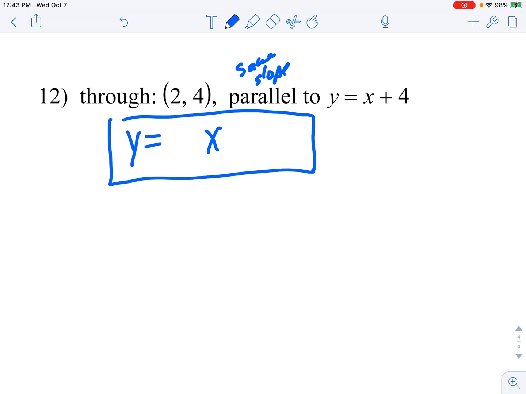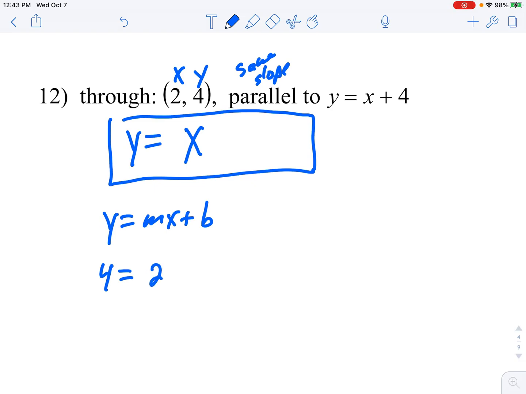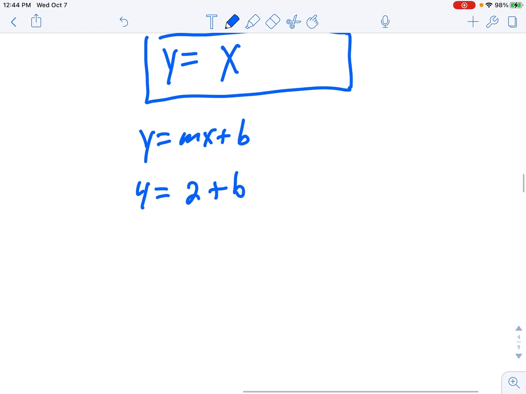So you can just, oops, that's not what I wanted to do. I want to erase that. You can just make this an x. If you're comfortable with a 1 there, go ahead and put a 1 there, but you don't need it. Now we do the whole y equals mx plus b. Here's our x, here's our y. 4 equals 1 times 2 plus b. Again, do you want a 1 times 2 there? Fine. What is 1 times 2? It's just 2, so you can just put a 2 there.